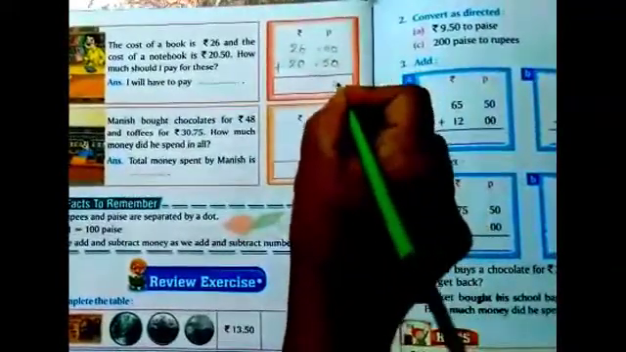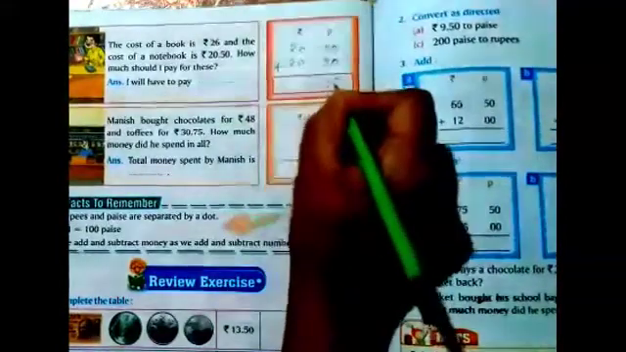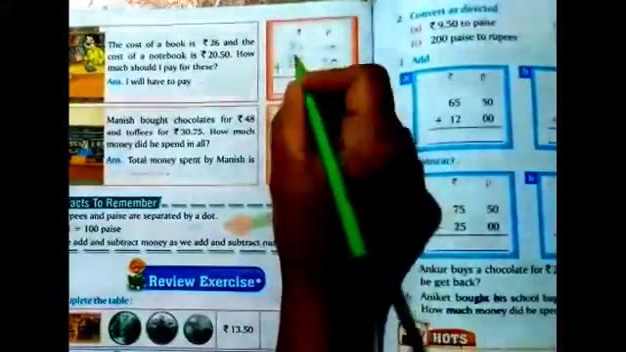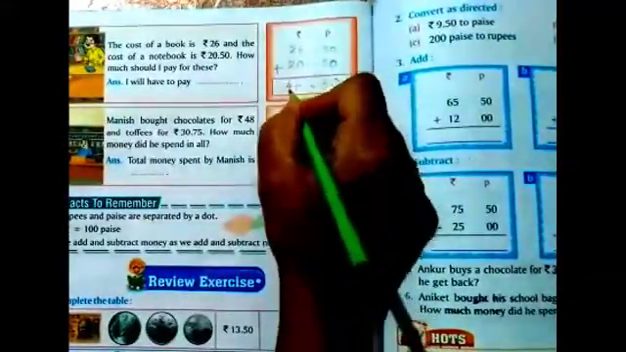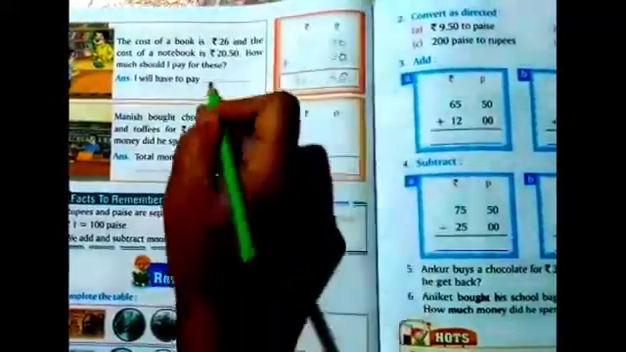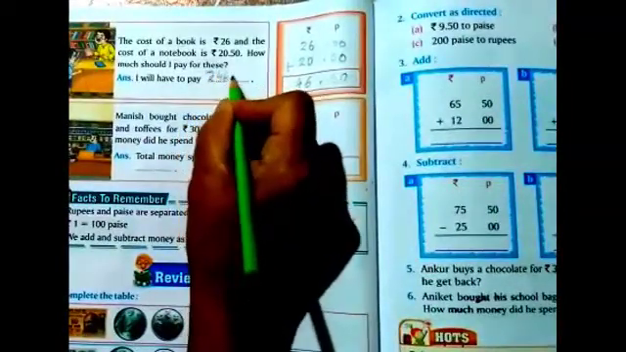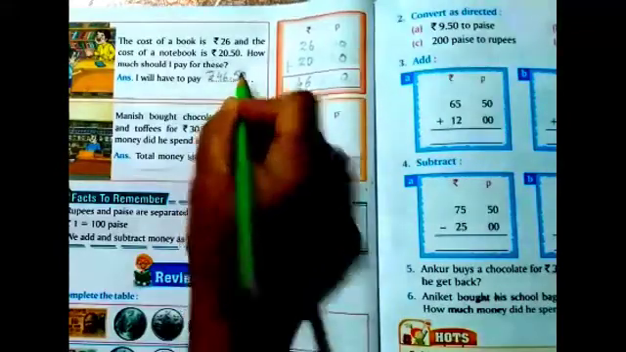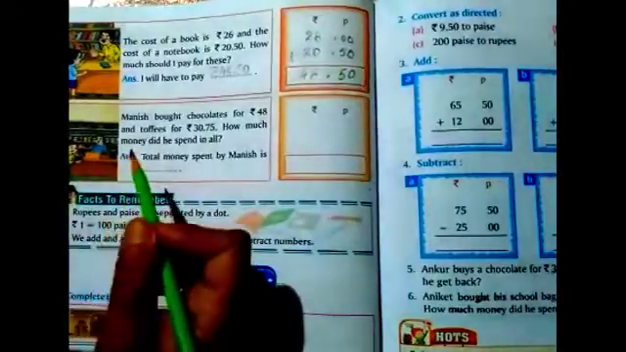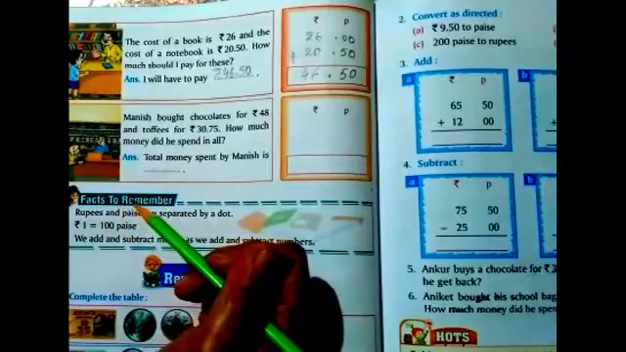So 0 plus 0 is 0, 0 plus 5 is 5. Put a dot, it means it is paise. Now 6 plus 0 is 6, 2 plus 2 is 4. So how many rupees? 46 rupees and 50 paise. So I will have to pay rupees 46 and 50 paise. Got it? First you understand the question, then you have to decide what you have to do, whether it is a subtraction sum or addition sum.